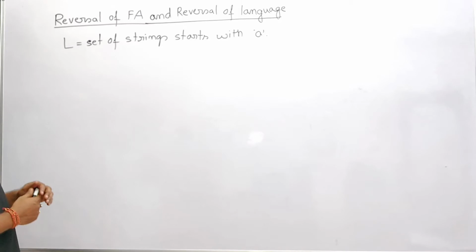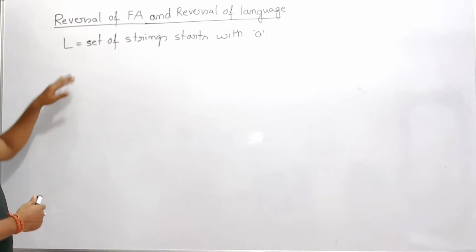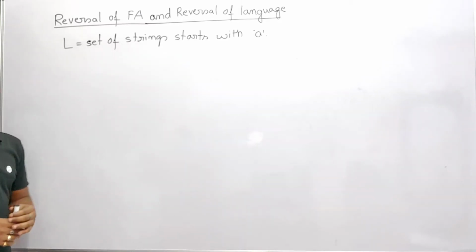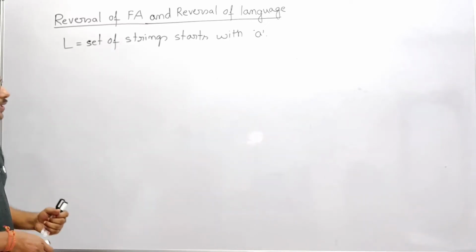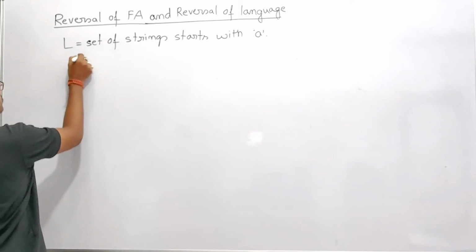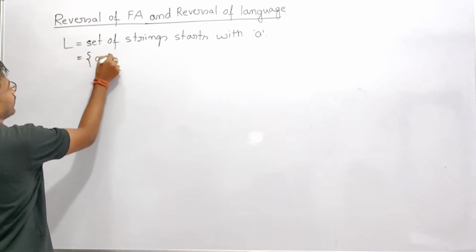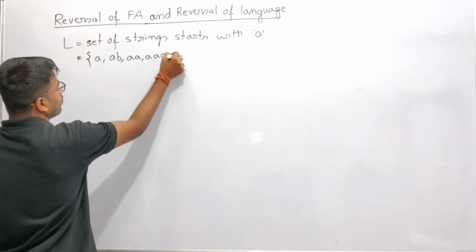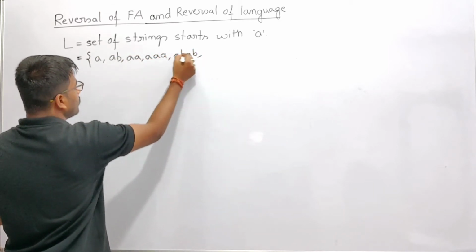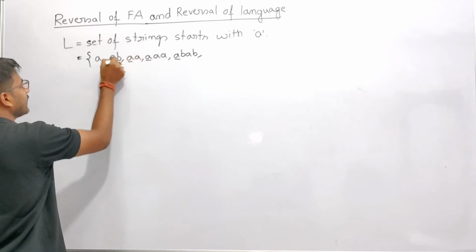Now see the next example. It is saying that L equal to set of all strings that start with A. So for that, first I will construct the FA. Then I will reverse it. So set of all strings that start with A. It will contain A, then any number of A, B. So it starts with A. After that, it can have anything.